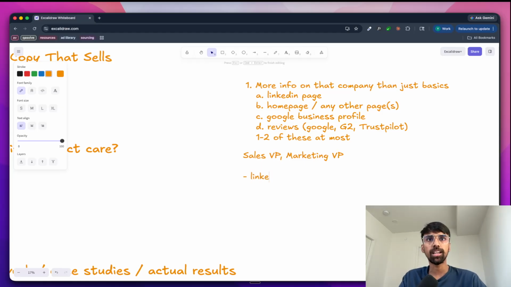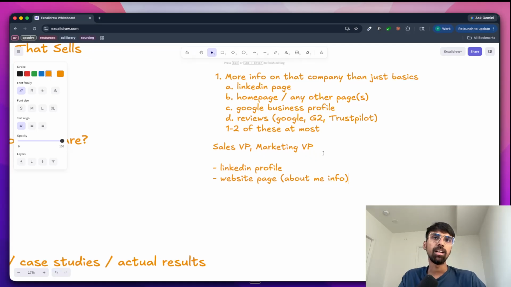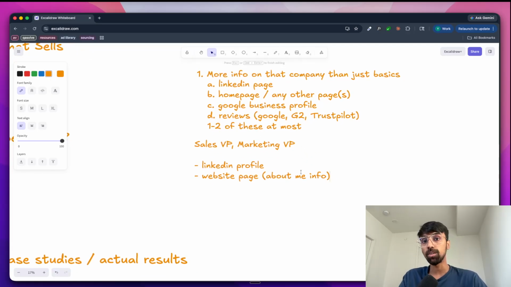You could also look at other relevant info just for that particular decision maker at the company. So you could look at their LinkedIn profile, you could look at some other profile. Let's say they have their other website page as well, or they have an about me info on their company website. That's also good information that you can use to tweak that first line of the email and make it more relevant to that specific person.